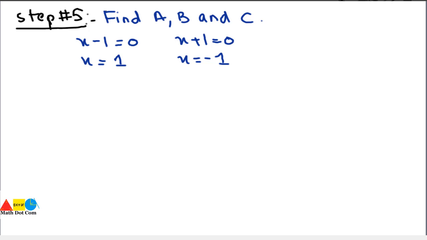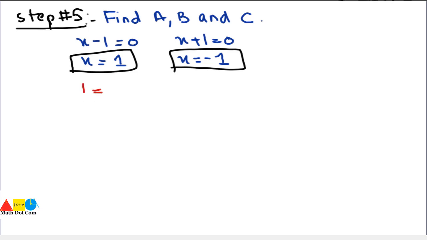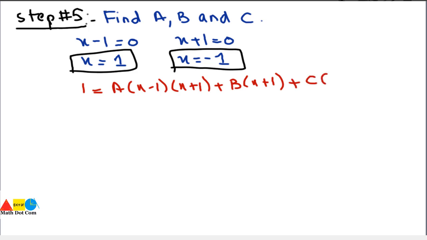So these are the two roots that we have found from the factors, and we have to put these values in equation number 2 in order to get the values of the variables. Currently we don't know whether it will be a, b or c. So let's start by putting the values. First let's write the equation: 1 is equal to a into (x minus 1)(x plus 1) plus b into (x plus 1) plus c into (x minus 1) whole square. Now we have to put x equals 1 first, then we will take x equals minus 1.